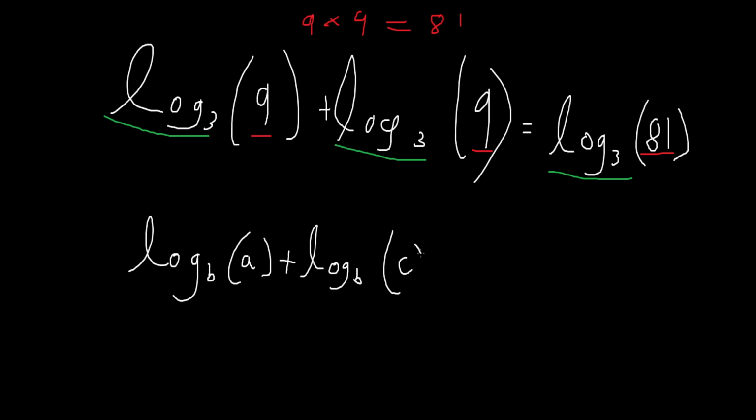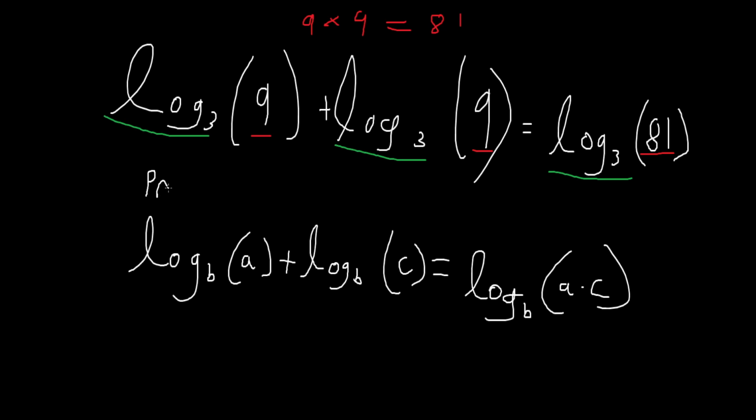Then we can just multiply the insides. So log base b of a times c. And it works like this every time. This is called the product rule. The reason it's called product is because you multiply what's on the inside. So if we are adding our logarithms that have the same base, we can just multiply their insides and make them one logarithm. Pretty straightforward.